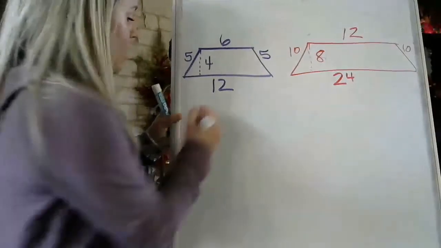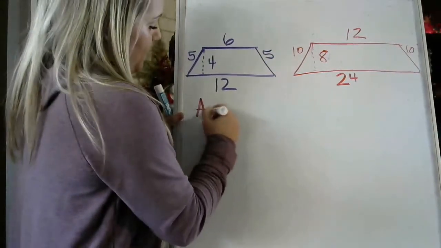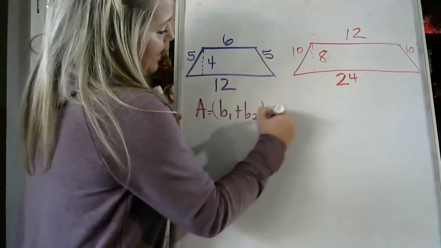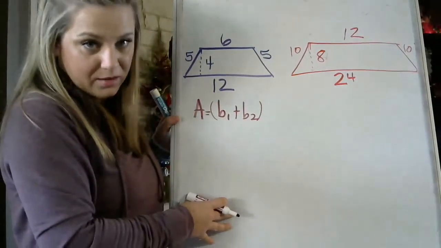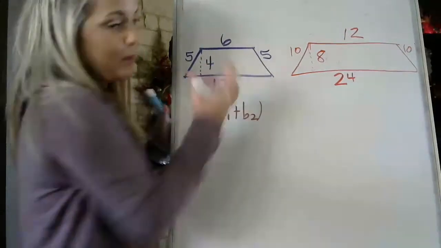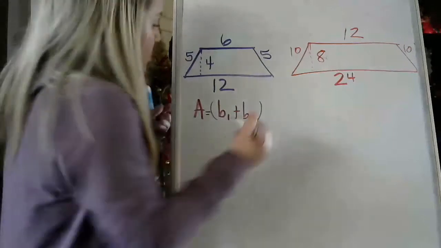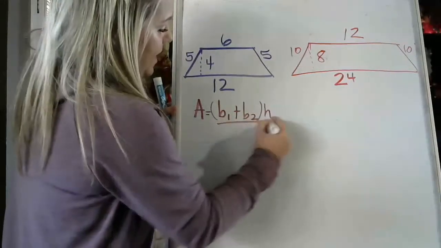Also, I'd like to point out when I'm rewriting this formula, base 1 and base 2 is the sum of the parallel sides, which these two are. Parallel means they never cross. They run like railroad tracks. So times the height divided by 2.